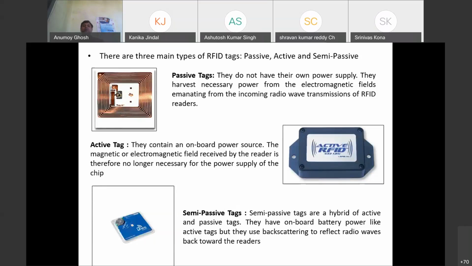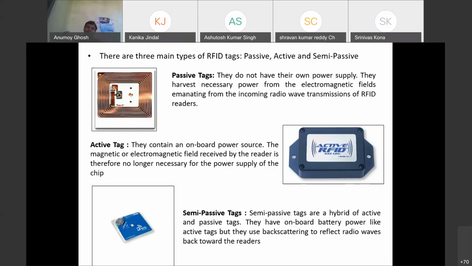As I have told you, there are generally 3 kinds of tags. One is the passive tag, another is the active tag, and another is the hybrid or semi-passive tag. Active tags will be essentially required if I use it in very high frequency domains, suppose more than 3 gigahertz, suppose 10 gigahertz, as I have told you, because there will be some problem of signal attenuation as the signal comes from the reader to the tag.